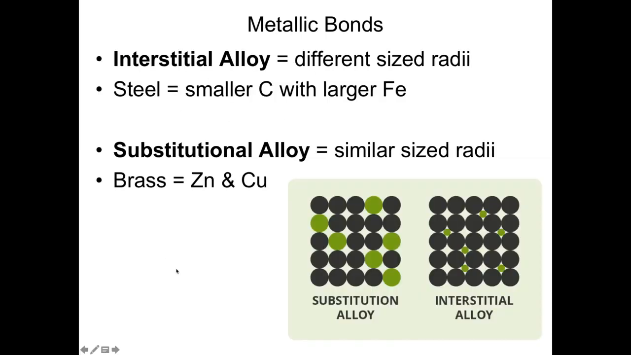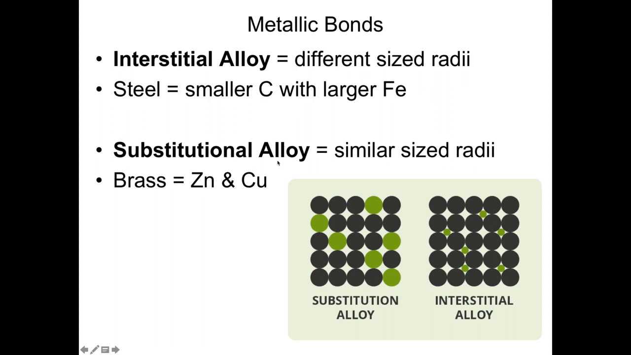Metallic bonds, this comes up every couple of years, and it's important to recognize the difference. When it comes to metallic alloys, there are two types. There's interstitial, which has different size radii. So steel would be an example of this, where you have smaller atoms of carbon that are intermixed within and between the larger iron.